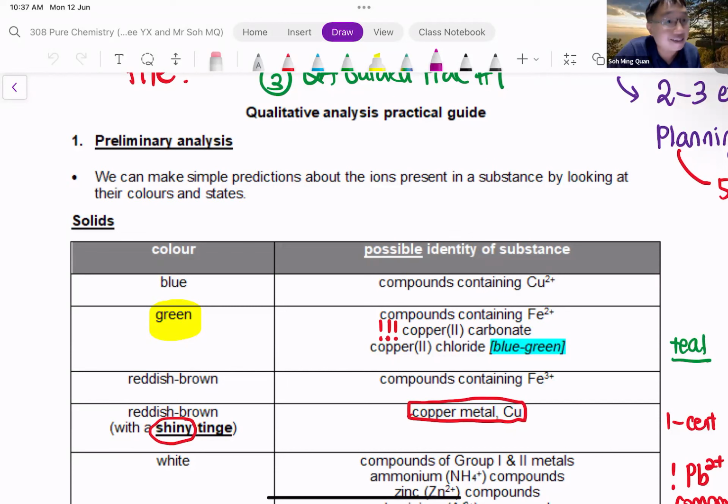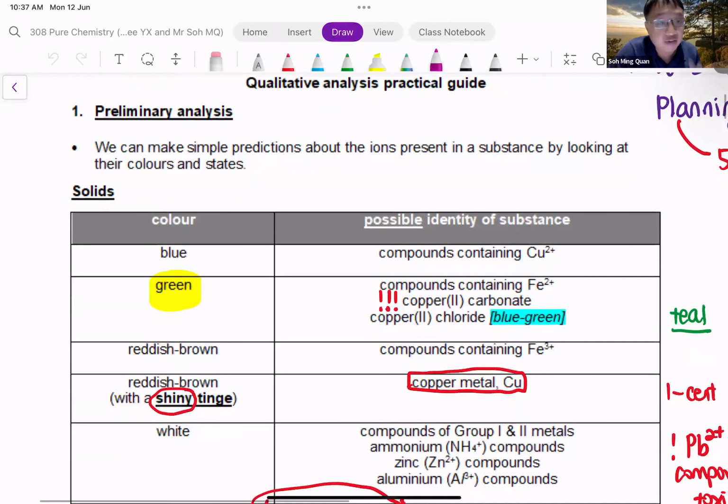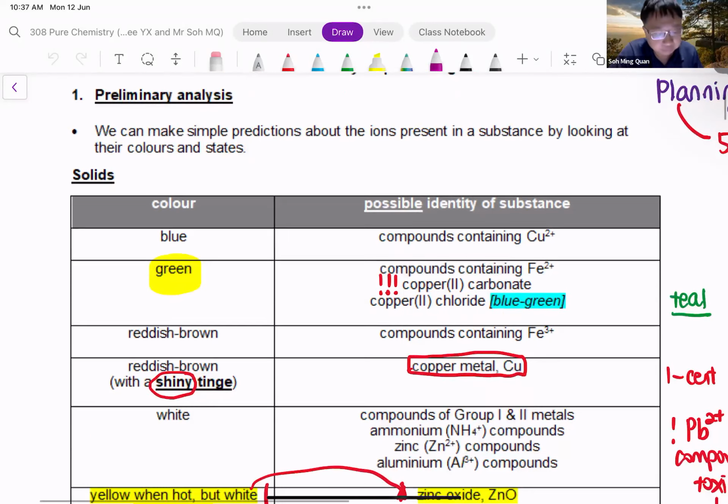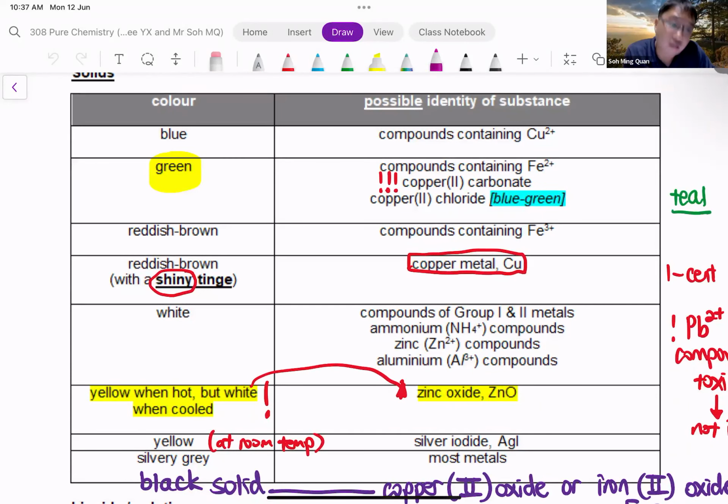Now, this practical guide starts off from the preliminary analysis, which is at the start. When you walk into the lab, you cannot touch the chemicals, right? Because the exam hasn't begun. But you can observe what's around in front of you, right? So if it's a solid, based on the color of the solid, you can narrow down to a few things. If it's a blue solid, it's definitely a copper 2 compound, copper 2 sulfate, copper 2 nitrate, and so on.